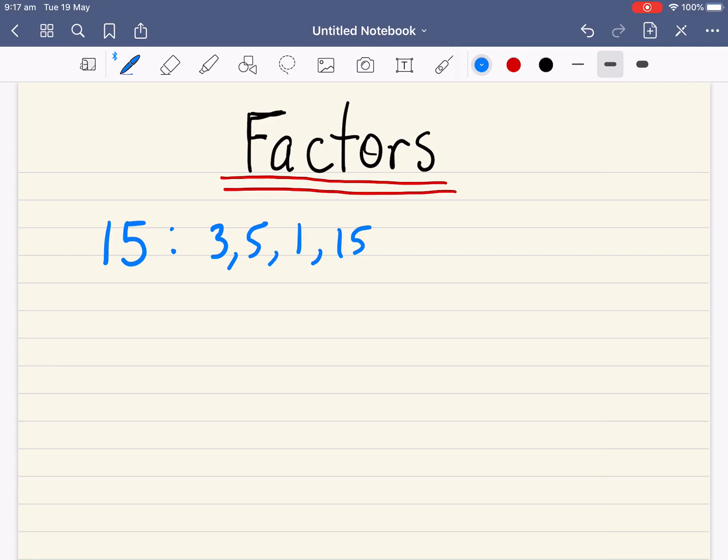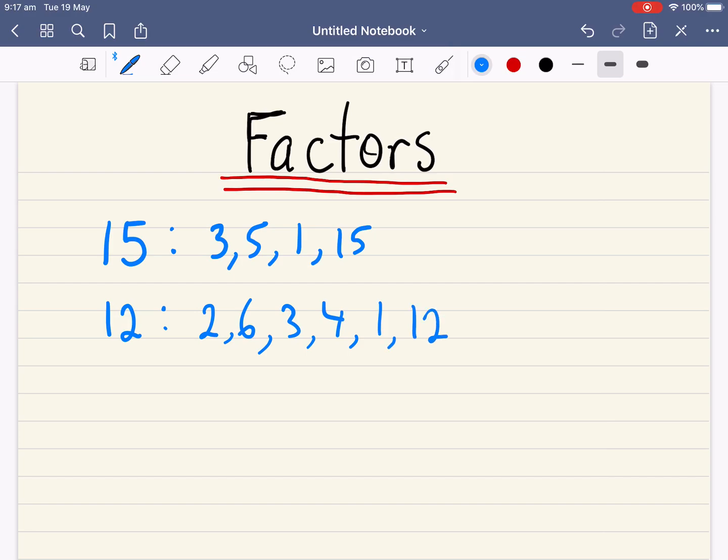Let's look at another one. Let's say we had, for example, the number 12. What are the factors of 12? Well, there's 2 and 6. There's 3 and 4. And there's 1 and 12.